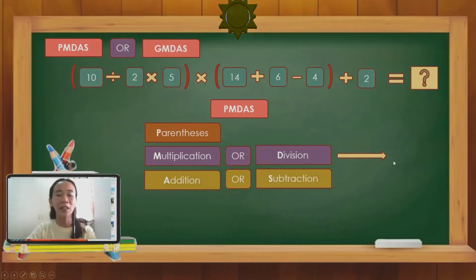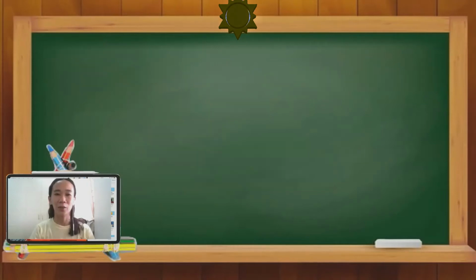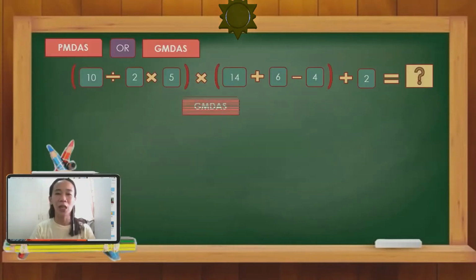Next is addition or subtraction. Again, addition and subtraction here are of equal importance, and we're going to solve the equation from left to right. Another term for PMDAS is GMDAS. So, what do we mean by GMDAS?